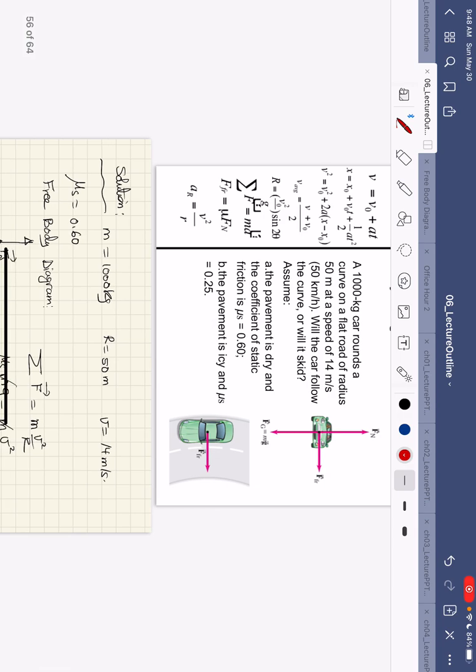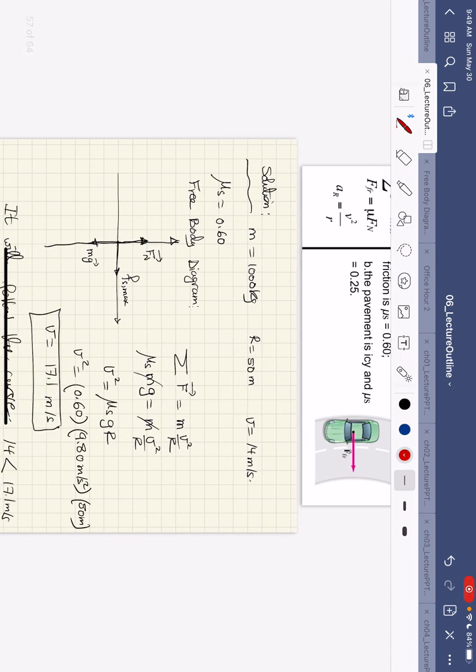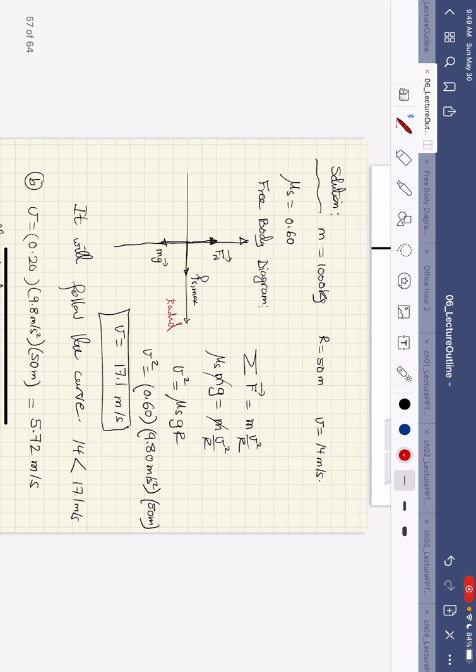Then I will draw the free body diagram, which is drawn here, and I will say sigma F equals mv squared over r. The only force that is going to keep this in the radial direction is mu s mg, and this equals mv squared over r. Then my v squared is going to be mu s gr. Then the maximum velocity is 17.1. Then I will say it will follow the curve because I have a good driver who is sticking with the speed limit here, less than 17.1.